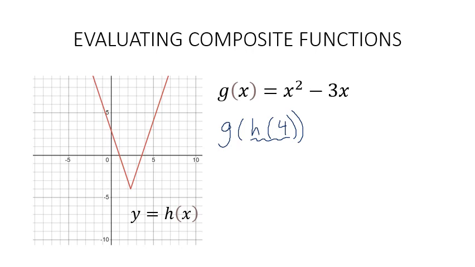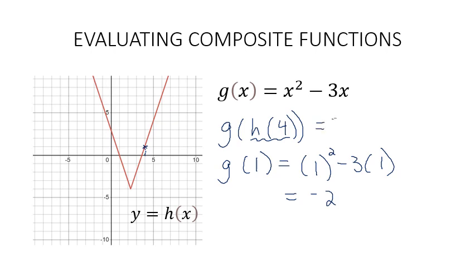So for the inside function h of 4, we find x equals 4 on the axis, and we follow it up or down until we hit the graph. So h of 4 has a height of 1, so g of h of 4 is the same as g of 1. And now we can move to the g function. g of 1 is 1 squared minus 3 times 1, which is equal to negative 2. g of h of 4 is negative 2.